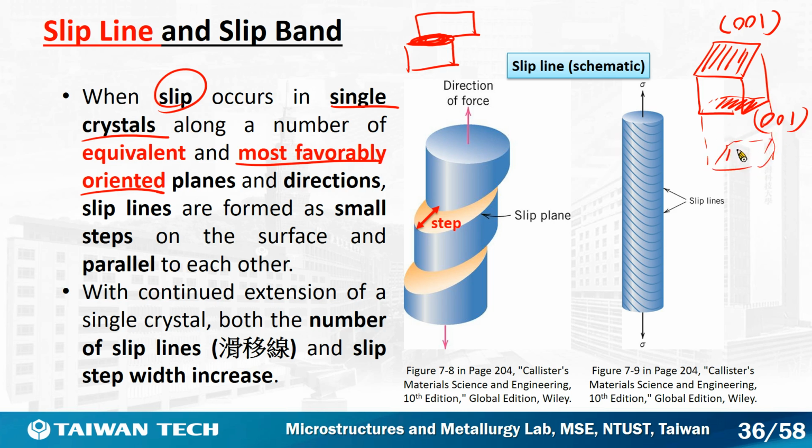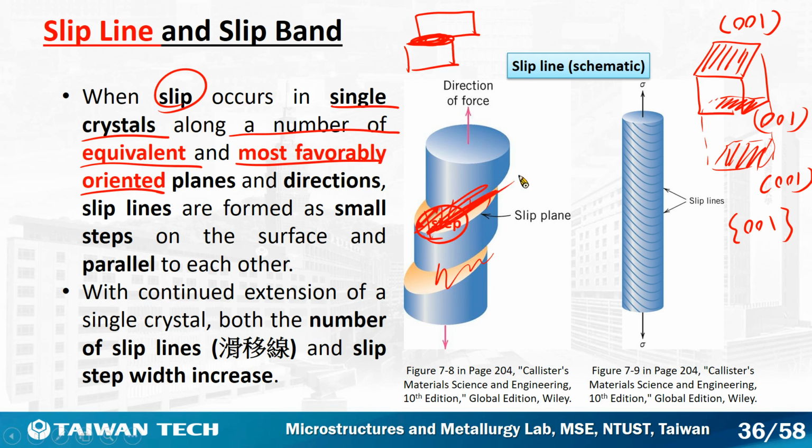We have numerous 001 planes here, but we should write it as the 001 family of planes. So we have a large number of equivalent planes here. A slip will form a lot of small steps. And this line, we observe it as a slip line, right? So basically, the slip line is the location of the slip plane. We have a lot of slip planes.